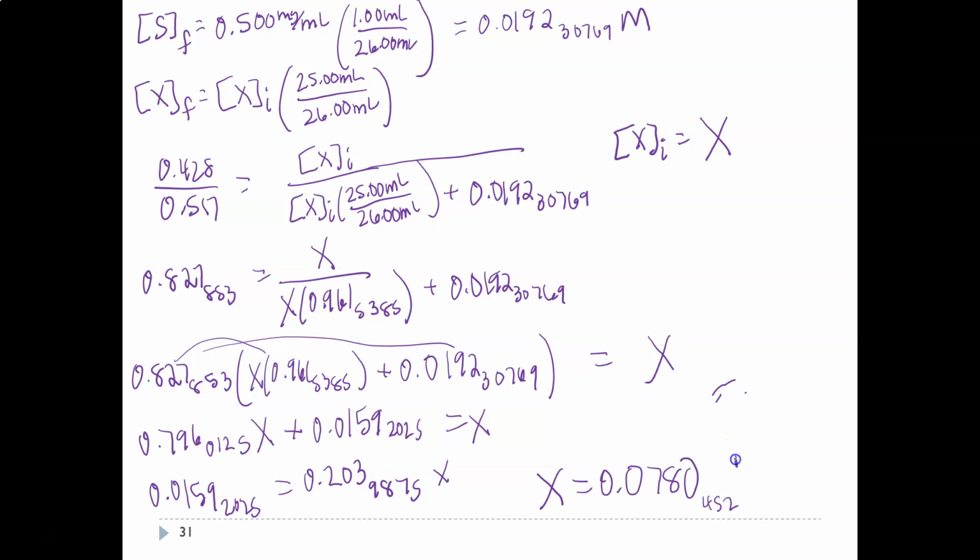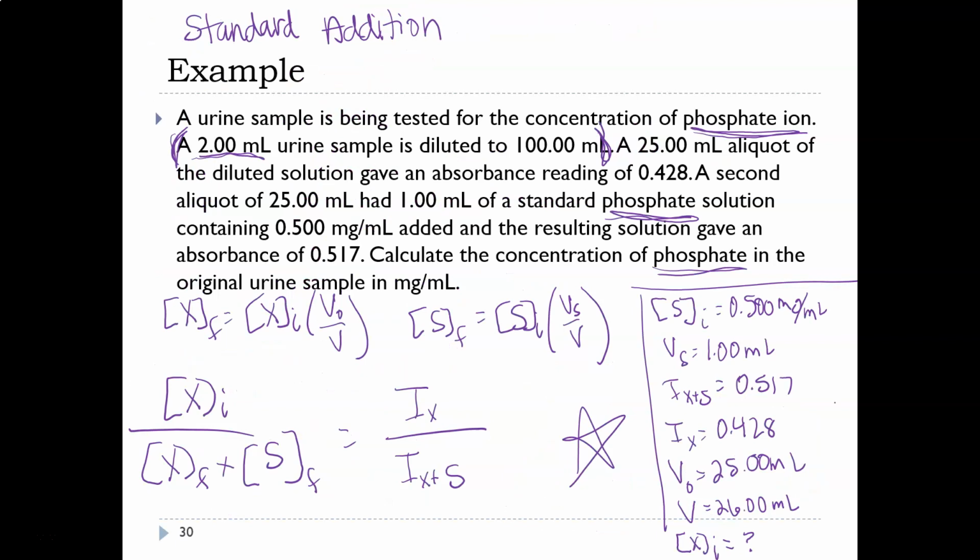And the phosphate units were milligrams per milliliter. I kind of dropped units as we went. Okay, so let's go back and look at our problem. So we just calculated xi, which is the concentration in that 25 milliliters that we tested.